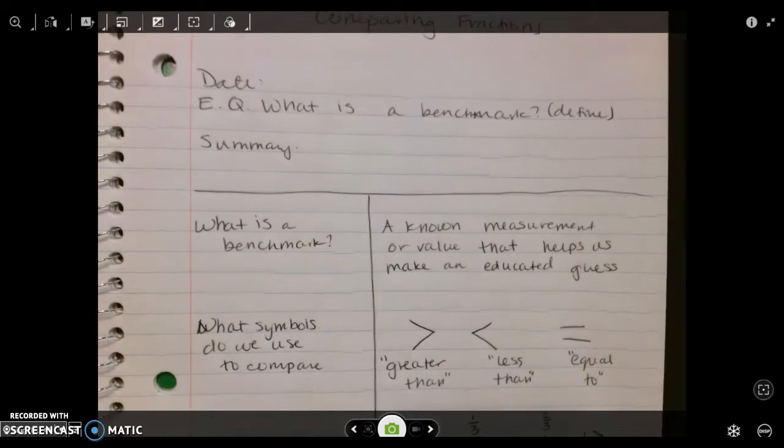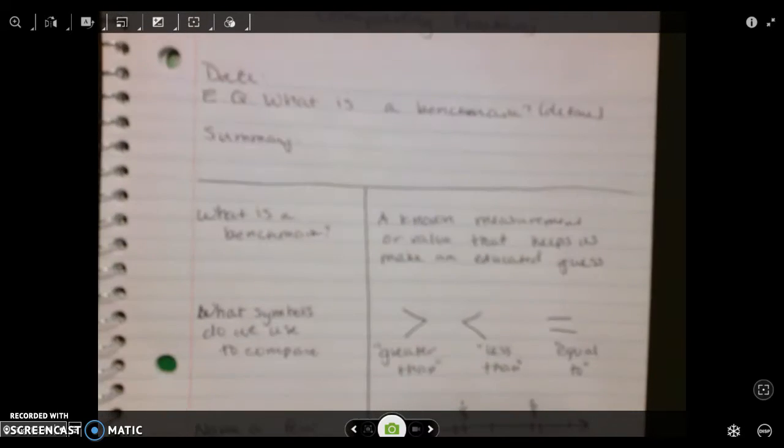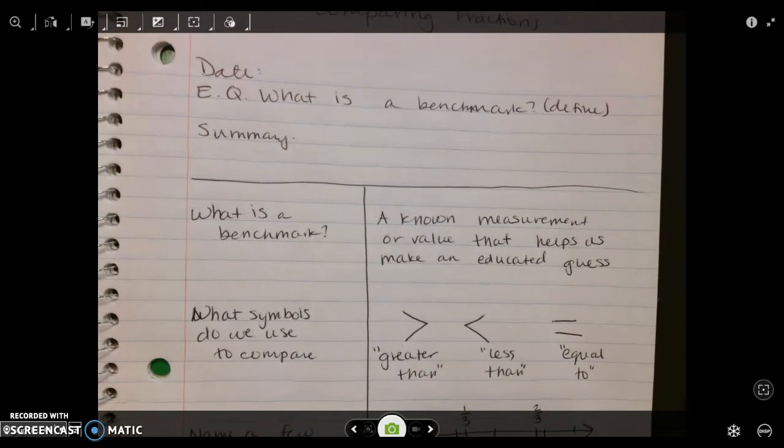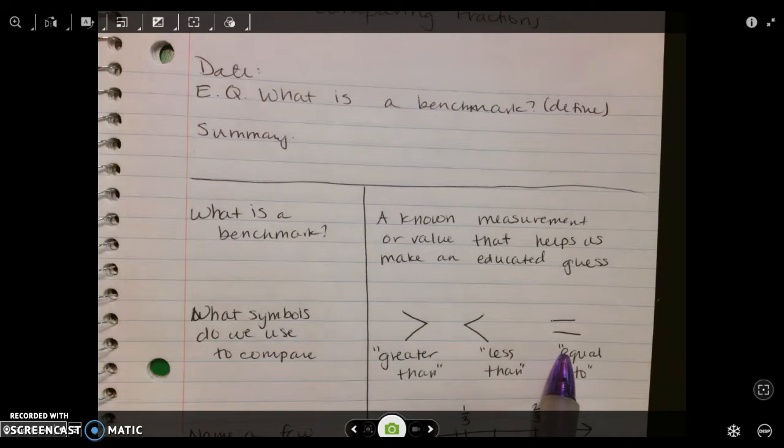Now the next piece is thinking about symbols that we use to compare. So the three symbols that we use are these ones right here. Now, what happens is that a lot of students know the idea about something being greater or less, but they don't know which symbol to use correctly, which is why you see that I have them written out here too.